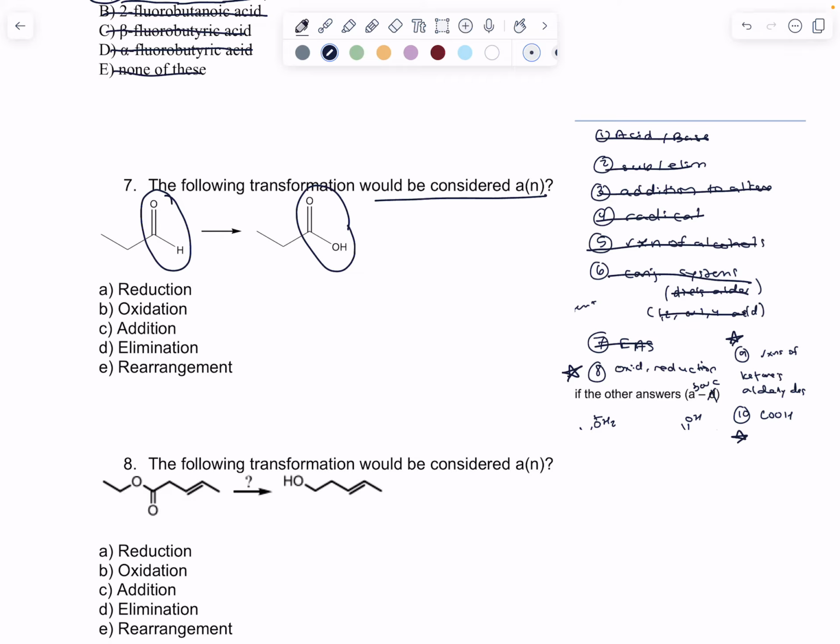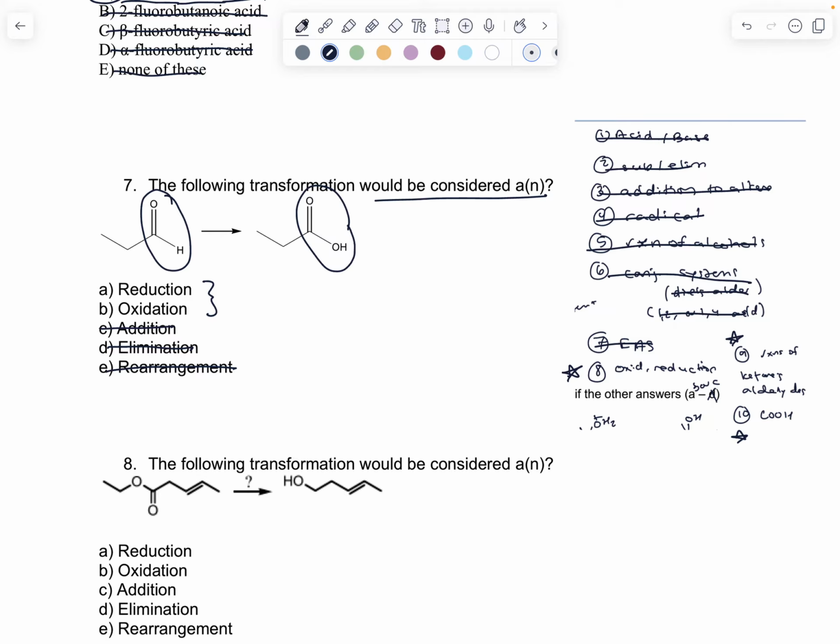So I'm thinking about these chapters as what did we learn in oxidation reduction, reactions of aldehydes and ketones, and making carboxylic acids. I think it's going to be one of those. Based on everything I just said, I can cross out addition, elimination, and rearrangement because we decided it wasn't any of those. Rearrangement is just a carbocation shifting, so that wouldn't make sense. So we know it's just going to be either reduction or oxidation. We don't even have to think about reactions of ketones, aldehydes, or making carboxylic acids, which is nice.